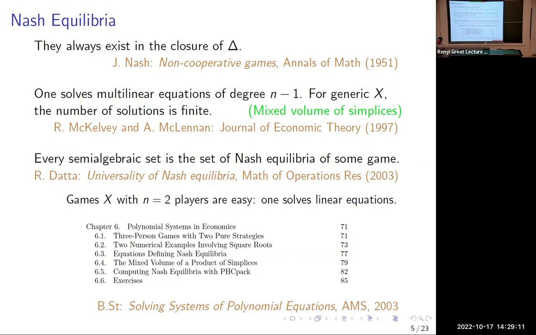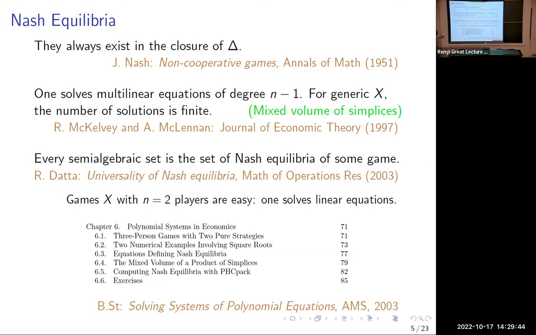Now, my group at the Max Planck Institute in Leipzig is called Nonlinear Algebra. So I like to go from linear algebra to nonlinear algebra. That's why I'm interested in games with more than two players. Now, the number of these solutions is, by Bernstein's theorem, a certain mixed volume of simplices. And this was first discovered by McKelvey and McLennan. A lot of these papers are in economics journals in the late 90s.